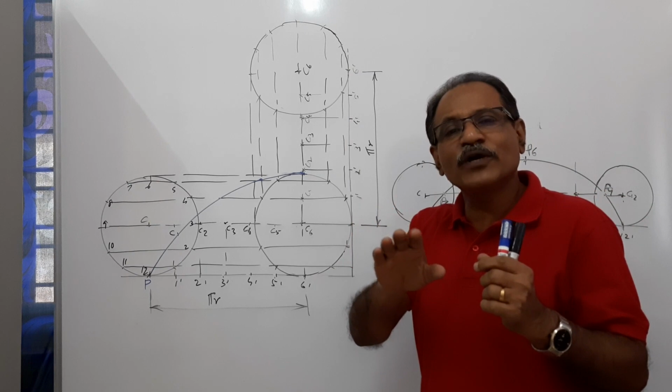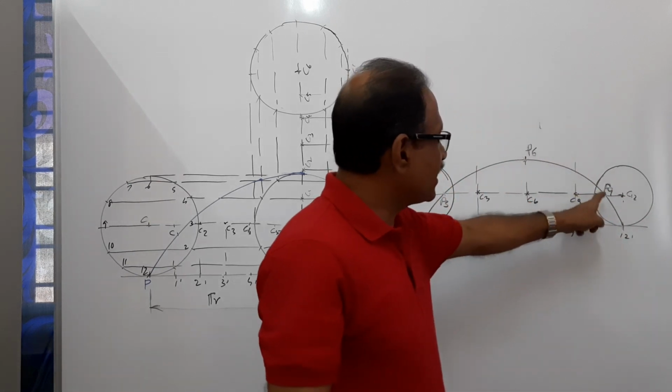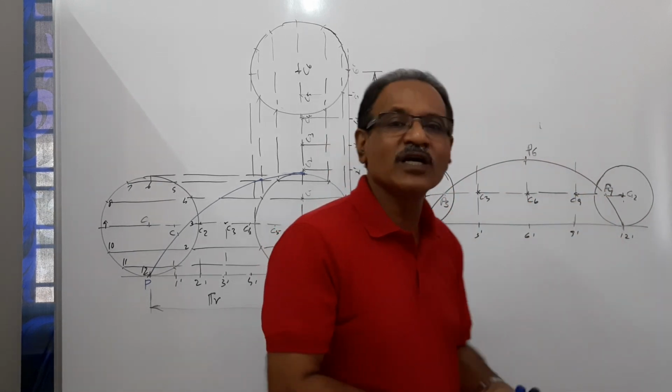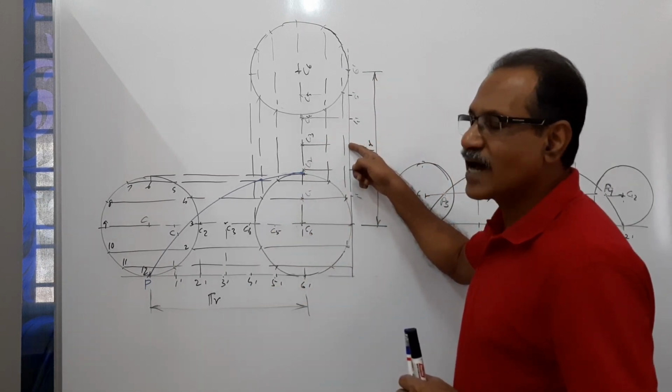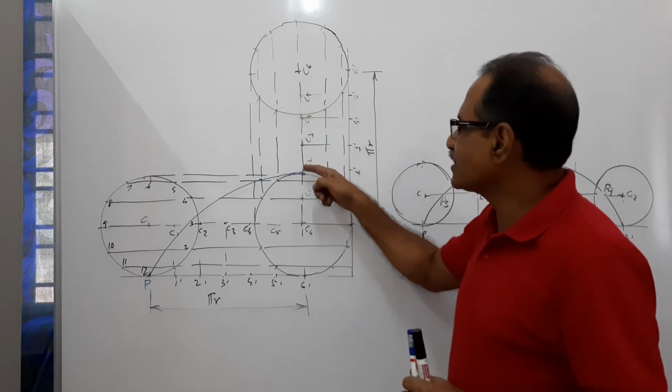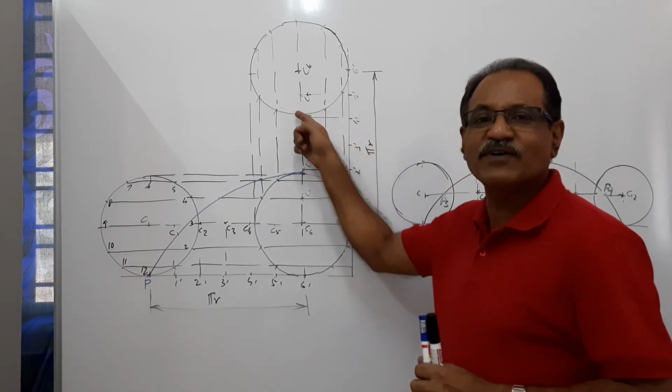When the tracing point is on the right side, and if it rolls a quarter, where will it come? It will come at the bottom. Then it rolls another quarter, it comes to the start. This is the last quarter of the curve and this is the first quarter of the curve.